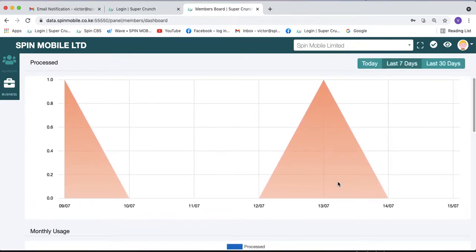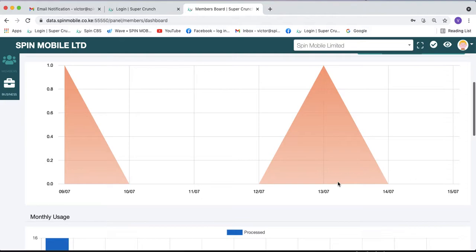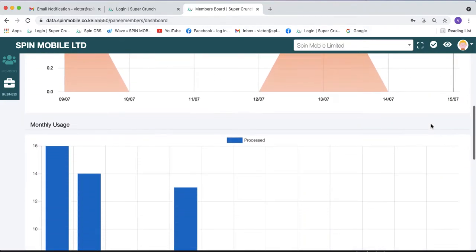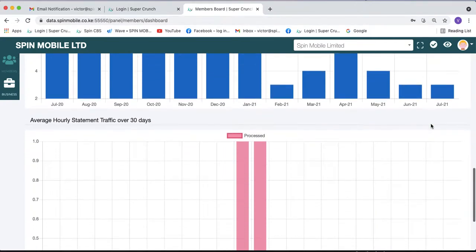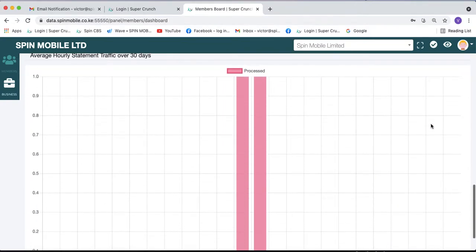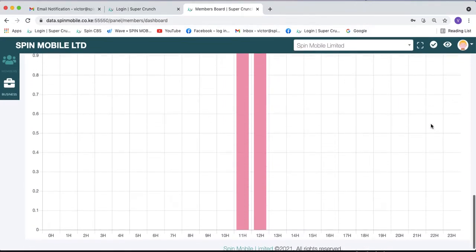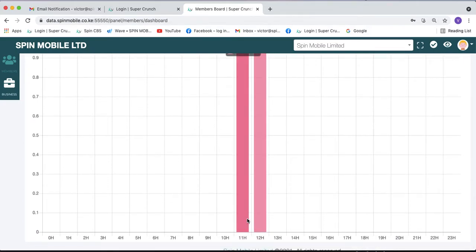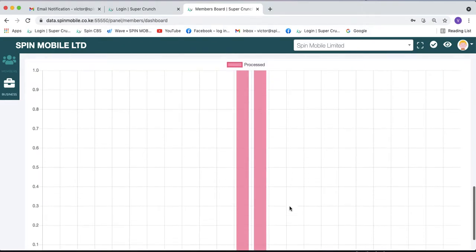You can see the number of financial statements that were processed in the last 1 day, 7 days, 30 days, and also in the last 1 month, and even the hourly traffic of those statements that are coming in. Like now for this demo system, you notice that the huge traffic is mainly around 11 and 12 noon of the day.